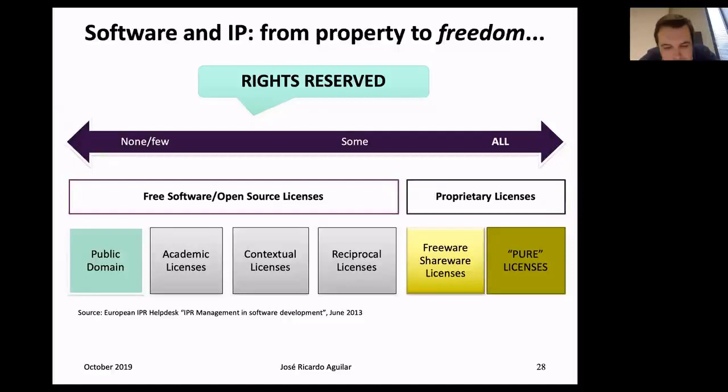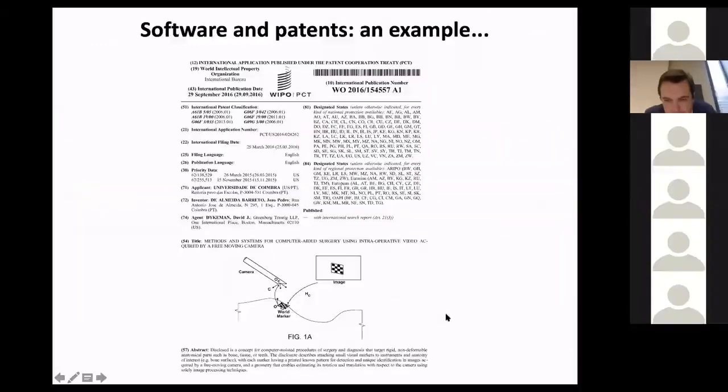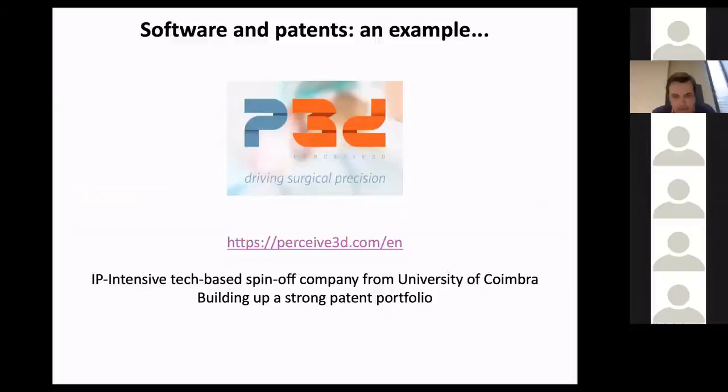Sorry? I think someone connected, but I've muted him, so please proceed. Okay.